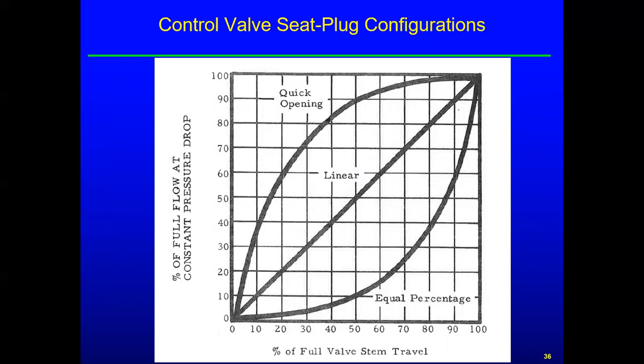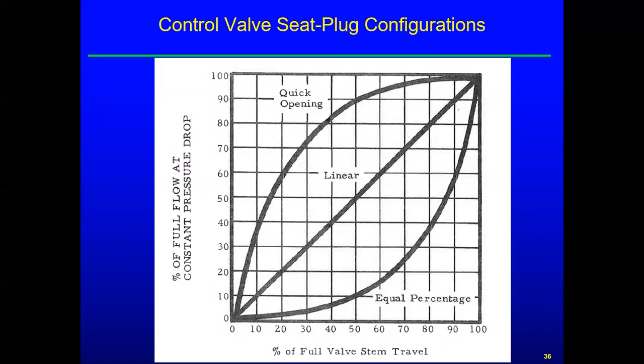And so quick opening, the name refers to when the valve is closed and you open it, you don't have to open it very much in order to get a significant amount of flow into your coil or wherever that flow is going. Linear attempts to be 50-50, and equal percentage is just kind of the opposite of quick opening. If the valve is shut, you open it 10%, you don't get hardly anything. You open it 50% and you only get 10% of flow. And then you open it 90% and you're up to about 56, 57%.